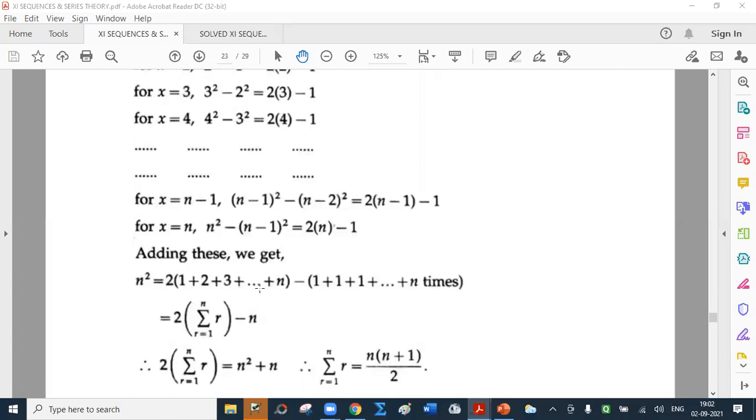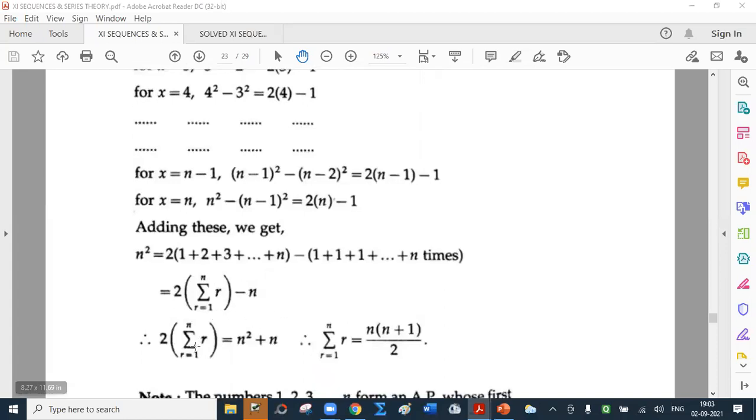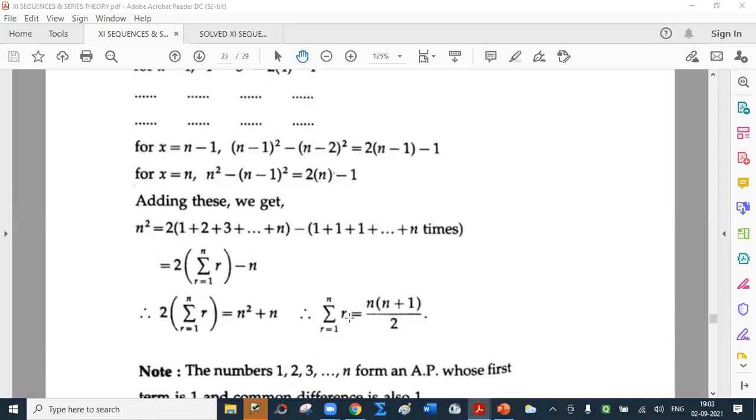Now we are interested in this only, 1 plus 2 plus 3 up to n, which is written in short as sigma r, r goes from 1 to n. Okay. Rearrange the terms. So twice sigma r is this. Take n common to get n plus 1. But we are interested in sigma r, so divide by 2. Yes. Sigma r, that is the sum of the first n natural numbers, is n into n plus 1 by 2.